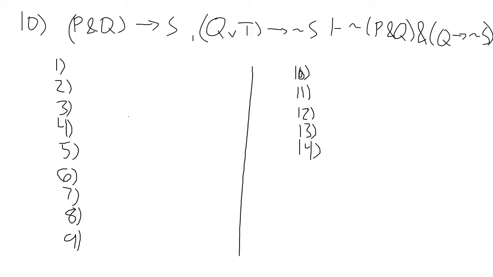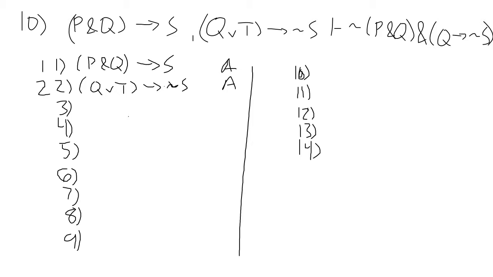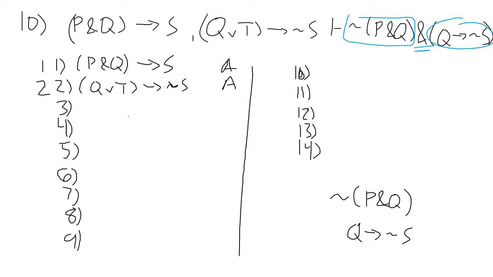Now, this is a pretty complicated proof as well. Again, we just have to follow our instincts and game plan that we set out at the very beginning by looking at the conclusion and what we have. So we have 2 premises, and our main operator in this conclusion is this ampersand. So I need to prove this and I need to prove this. So I'm looking to prove not P and Q, and I'm looking to prove Q arrow tilde S. Let's just do them one at a time and then we'll ampersand them at the very end.